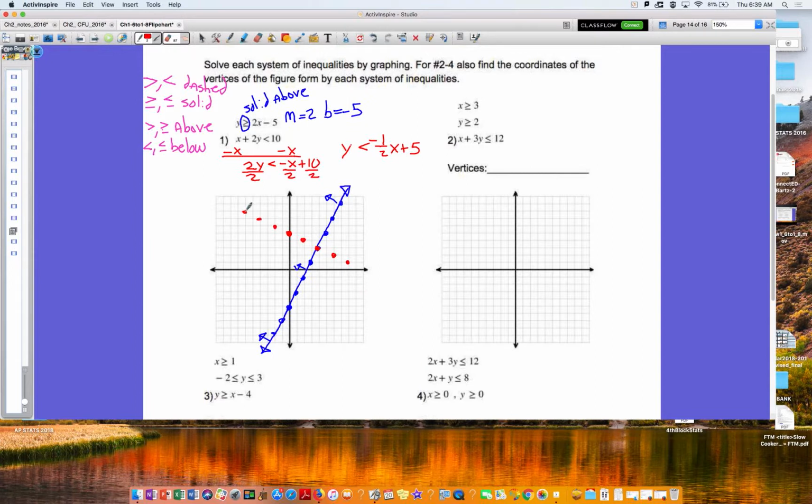Or I could go up 1 to the left 2. Now, when I look at this inequality sign, I notice that it's just less than. So that means dash, and it means below. I'm going to dash the line. Usually what I do is connect every other point that I made. We shade below, so we'd be going in this direction. I'm looking for where the arrows are pointing. We like to call this the feasible region.